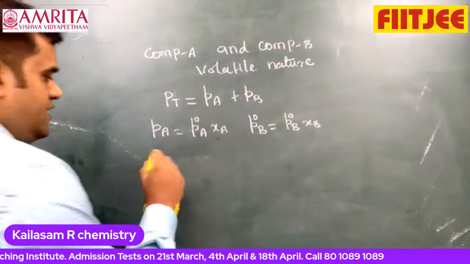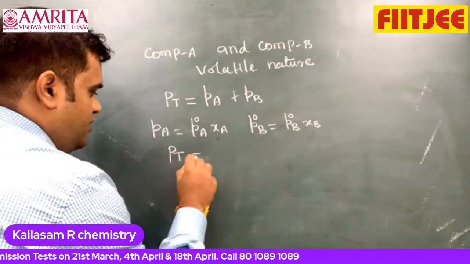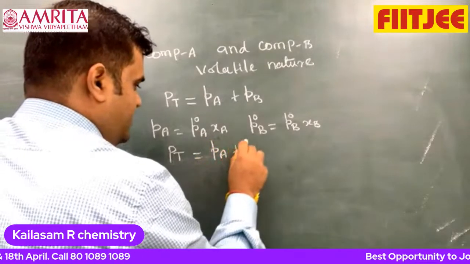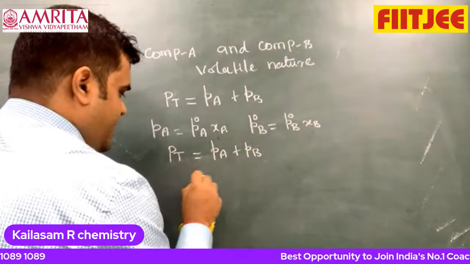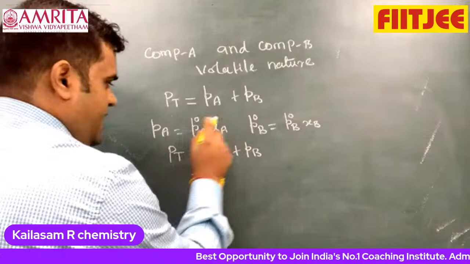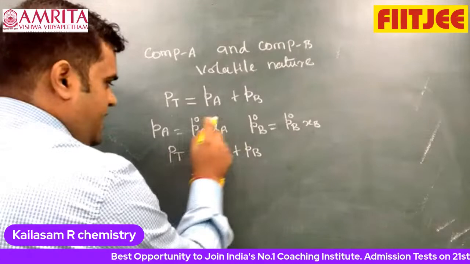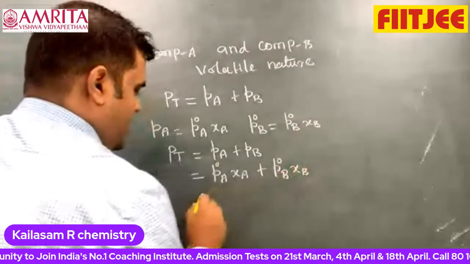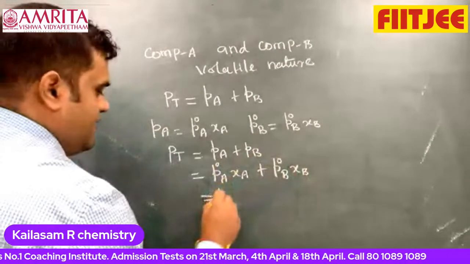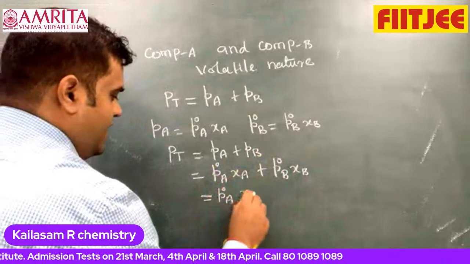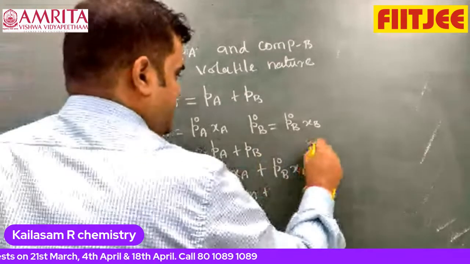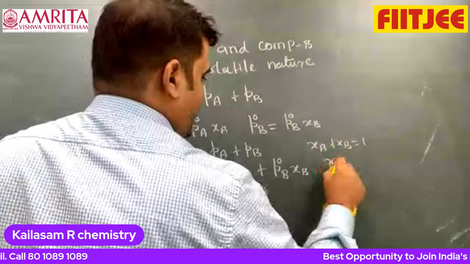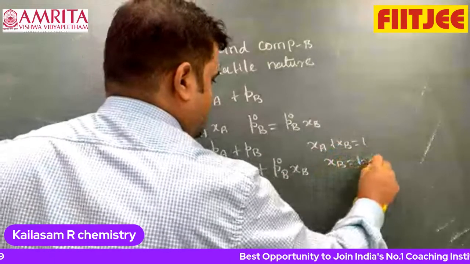Now PT is nothing but the total pressure. Anyway, it's the ideal solution. Therefore, we can take it as PA plus PB, where PA is P0A XA and PB is P0B XB. Now we can write XA plus XB is equal to 1. I can write that XB is equal to 1 minus XA.